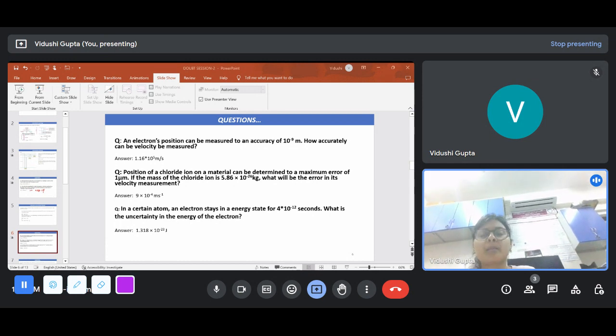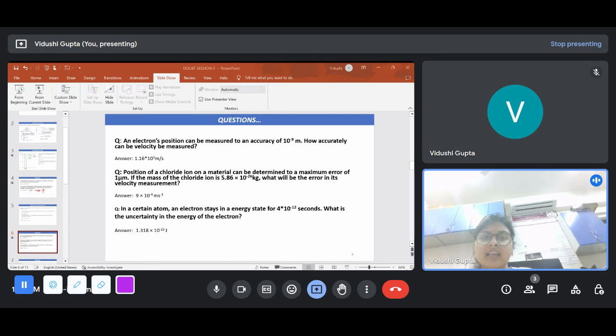So you just have to remember the formula that del x dot del p should be greater than or equal to h upon 4 pi. This formula. Now there is another question.